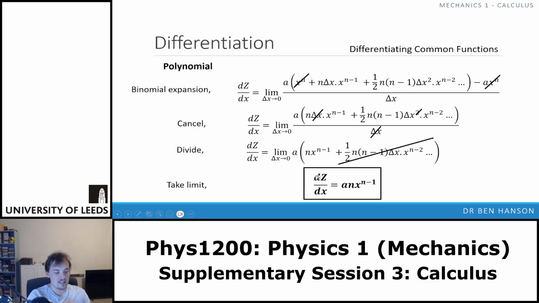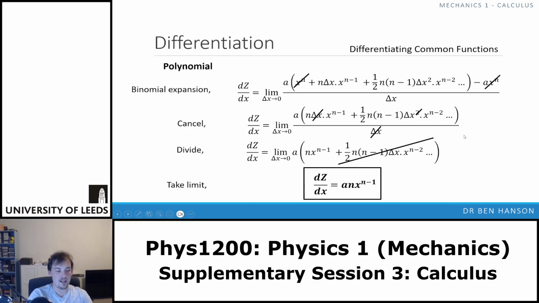and we find that if we take that limit, the gradient of ax to the n is anx to the n minus 1, or bring down the power and take 1 off the power. That's the famous formula for a polynomial. So there we go. That's the first one.